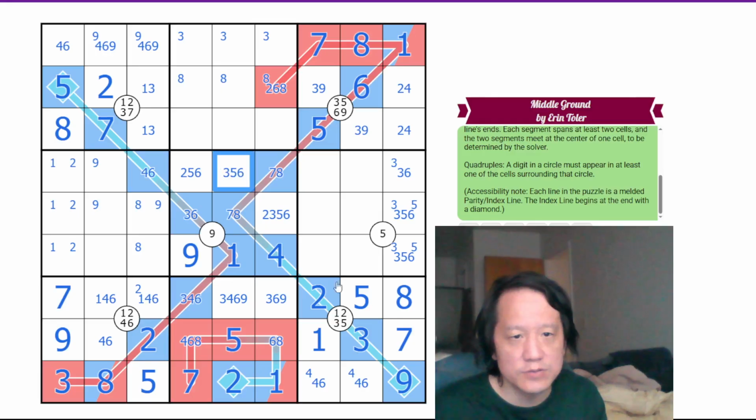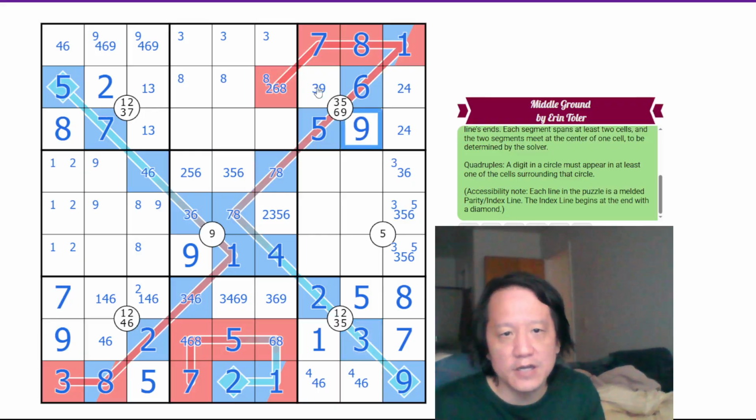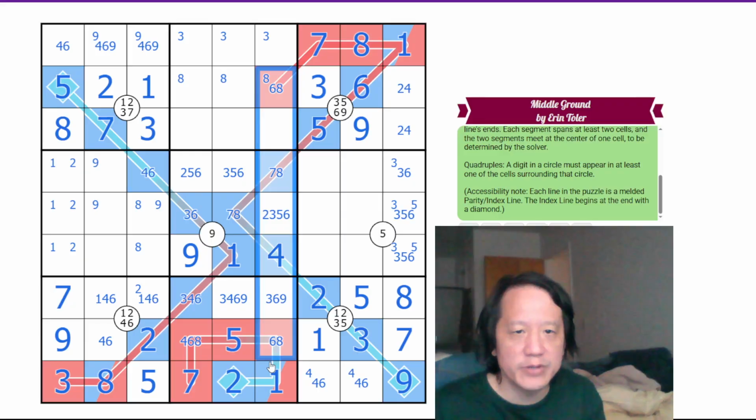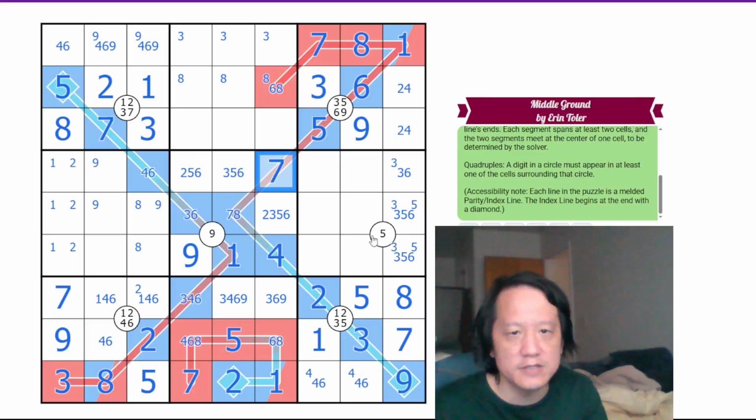2 eliminates 2 there. This is still working okay. 3 eliminates 3 here, so that's 9 and 3. 3 eliminates 3 here, so it's 1 and 3. No more 2 here, it's 6 and 8. We have a 6, 8 pair in column 6, which eliminates 6 and 8 in the rest of the column, so this can't be 8, it's 7.